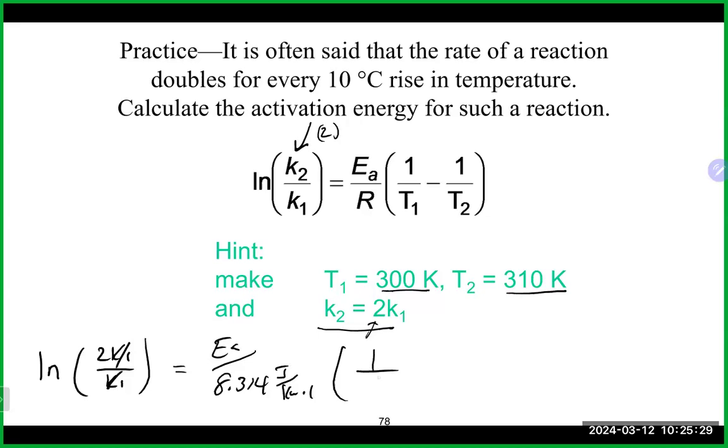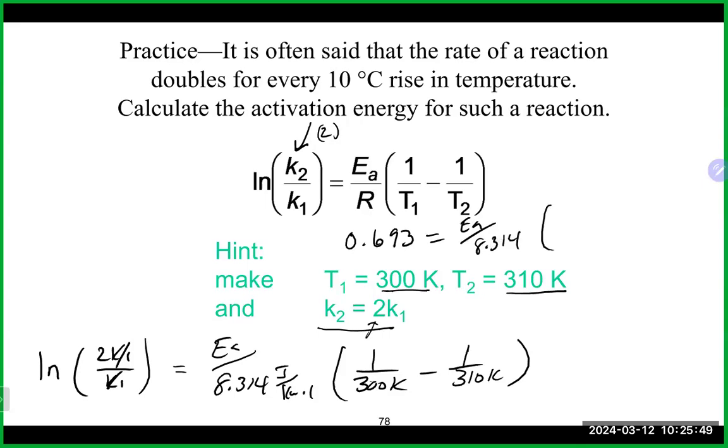We're going to go 1 over our T1, which is 300, minus 1 over our T2, which is our 310. Once again, here we'll take the natural log of 2 on the left there, and that's going to give us 0.693 is equal to E of A over 8.314. And if we clean up the parentheses there correctly this time, hopefully, there we go, with 0.000175.